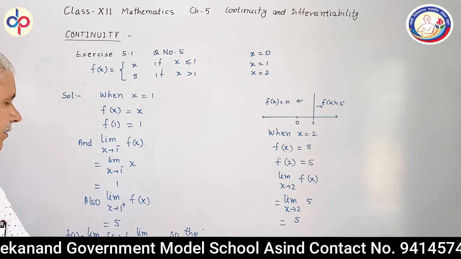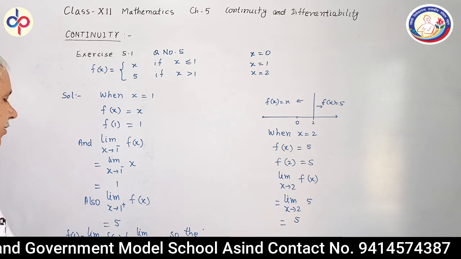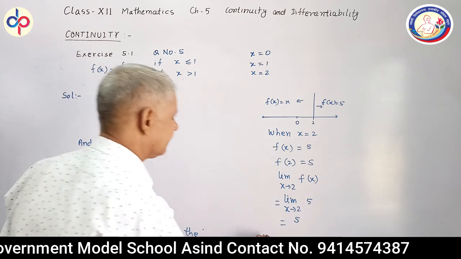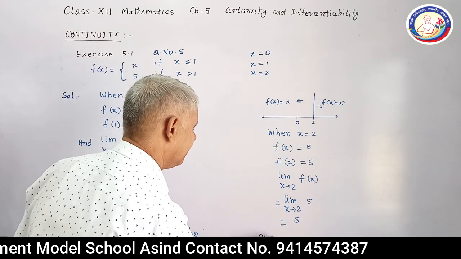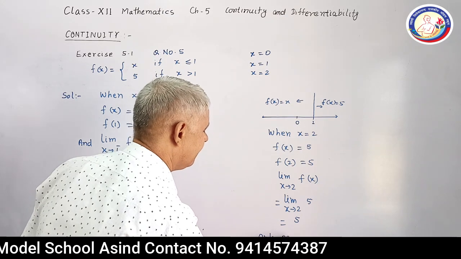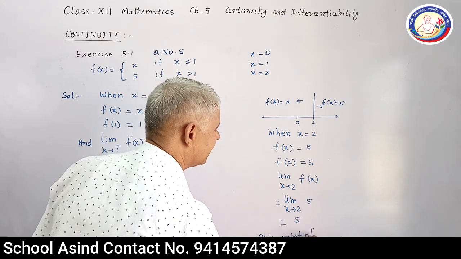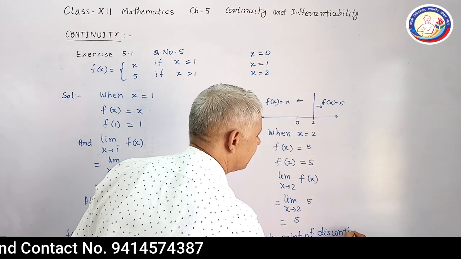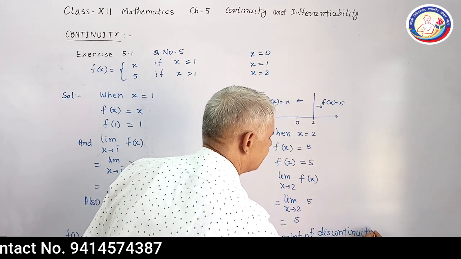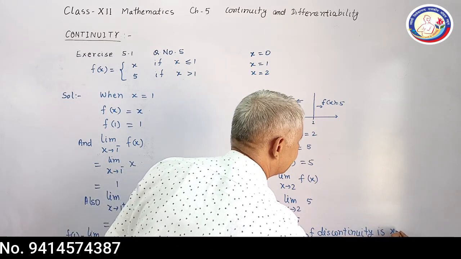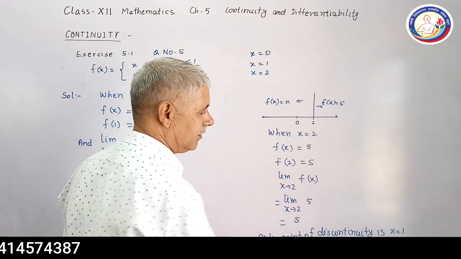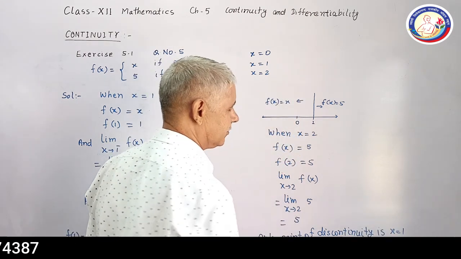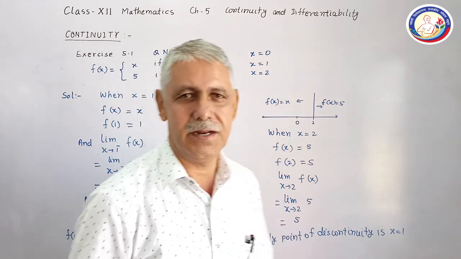So the only point of discontinuity is x equal to 1. At x equal to 1, the function is not continuous. It means the only point of discontinuity is x equal to 1, or at x equal to 1 the function is discontinuous. We will continue it in the next lesson.